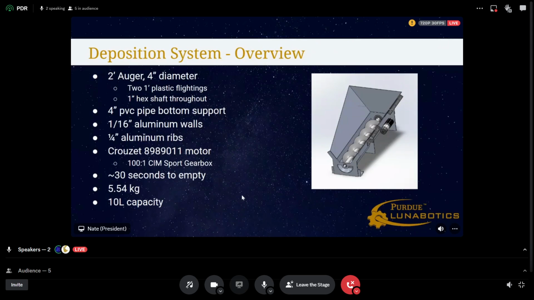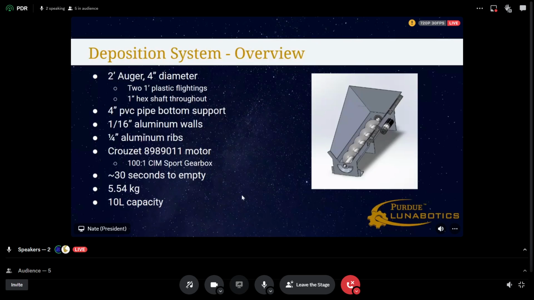This brings us to the deposition system, which for this year has been completely redesigned from the previous year. It is a largely stationary system that just has a 2-foot, 4-inch diameter auger running through the middle. The auger is comprised of two 1-foot plastic flightings fitted onto a 1-inch hex shaft, which will run through the entire piece. The bottom tube is just a 4-inch PVC pipe, which has an inner diameter slightly larger than 4 inches, which will work out for us.